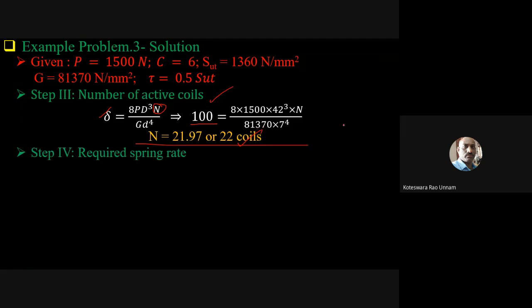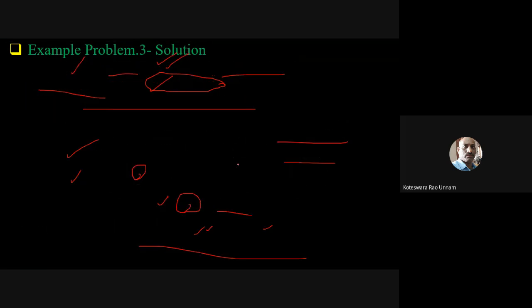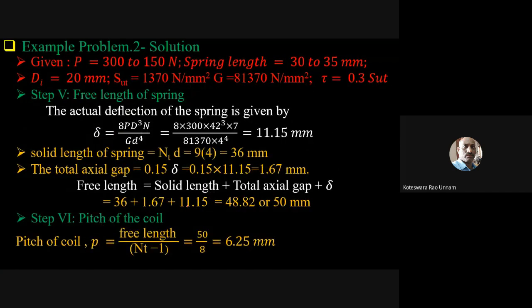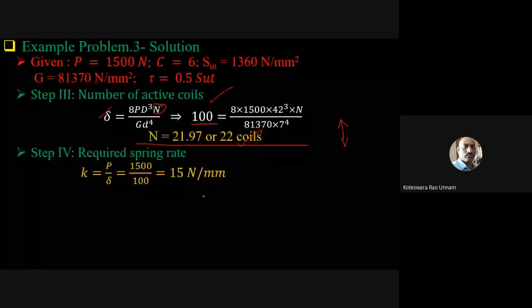So this is what was asked. I haven't shown the other parameters of the spring, as that is for design purposes. I just showed the calculations for what is asked in the problem. He asked us to calculate only the wire diameter, mean coil diameter, then the number of active coils. After that, the required spring rate and the actual spring rate.